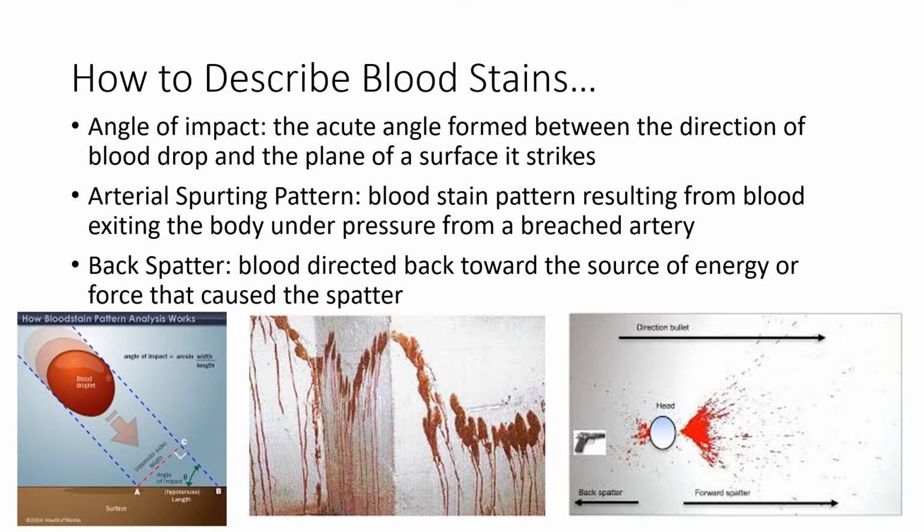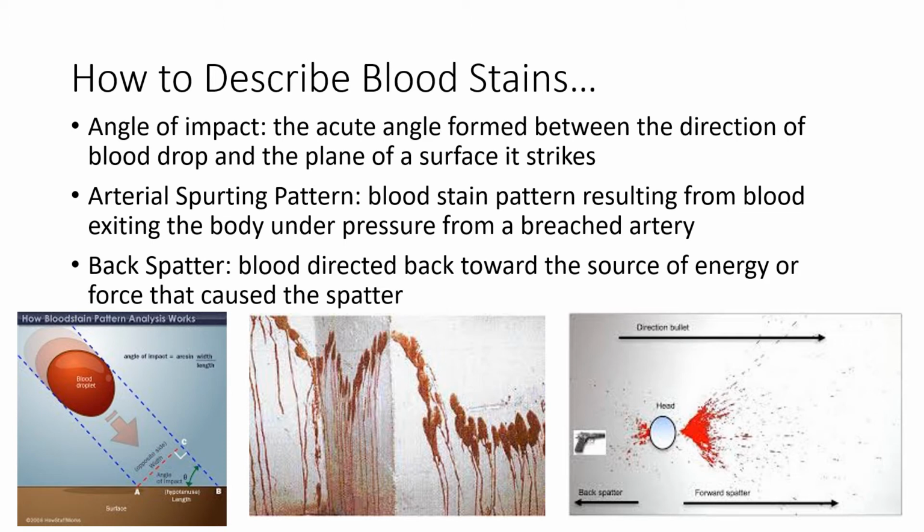We also have an arterial spurting pattern. This is a blood stain pattern resulting from blood exiting the body under pressure from a breached artery. So within your body, you have arteries, which are those larger blood vessels that are carrying blood to your arms, your legs, things like that. And then you have veins, which are those smaller blood vessels. With an artery, blood is moving through very quickly. So if someone has an artery that is breached, the blood will spray out with every heartbeat. So it'll spray, stop, spray, stop, spray, stop.